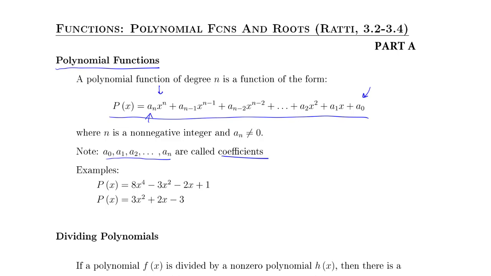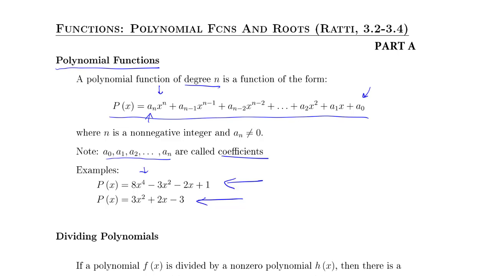So here are some examples. Here's a fourth degree polynomial. Remember, the degree is the highest power in the polynomial, so that's why this one is a fourth degree polynomial. And here's the type we were just looking at with quadratics, a second degree polynomial.